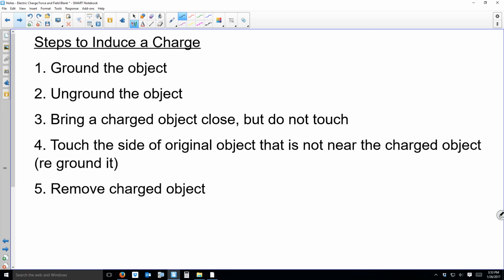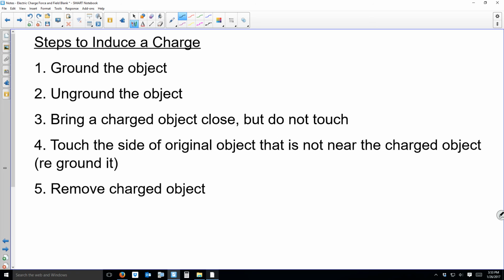So the first goal is to ground the object. You want a very neutral object to start with. You don't want one that has a charge already on it. You want it completely grounded. But then next up, you have to unground it. If you don't unground it, then it will just stay neutral. We said that when we ground objects, they become neutral. So if it continuously stays grounded, that's no good. It'll just stay neutral. We don't want that.